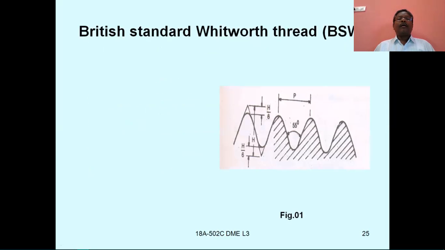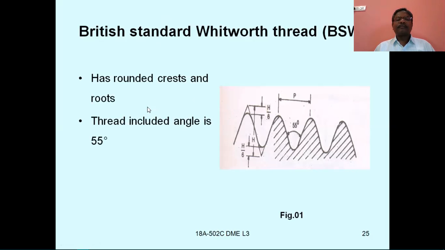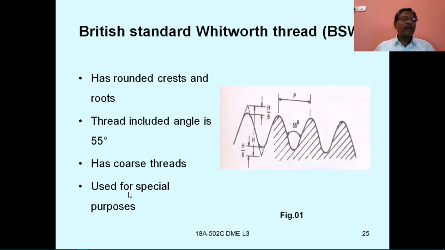So let us see British Standard Whitworth thread, BSW thread. It has round crest. Here it is the crest and it is of round shape, and round root also. Round root and round crest, and the included angle between the two flanks, that means the thread angle, is 55 degrees. It has coarse threads. Generally, these threads are coarse threads and used for special purposes.